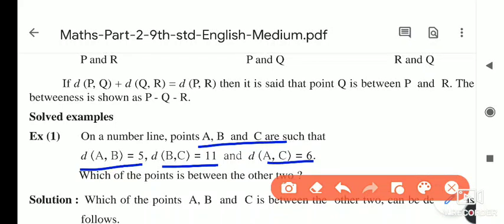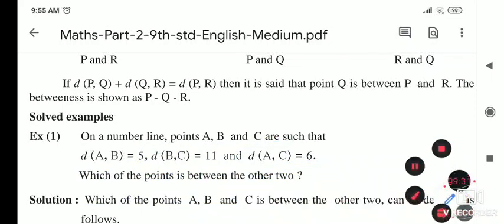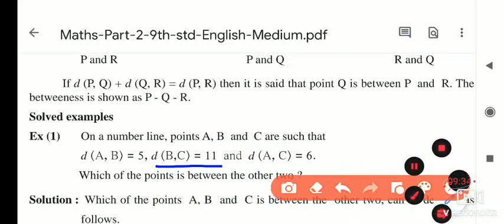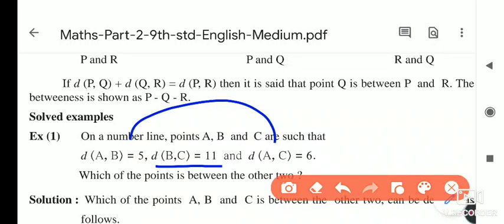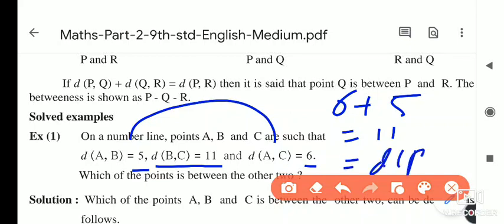If you have to find out which point is in between the remaining two, first of all, see which is the bigger distance. BC's distance is greater than the remaining two. So if BC is equal to 11, just leave this aside and think about the remaining two, which are AB equal to 5 and AC equal to 6. So 6 plus 5 is equal to 11, which is the distance of BC.